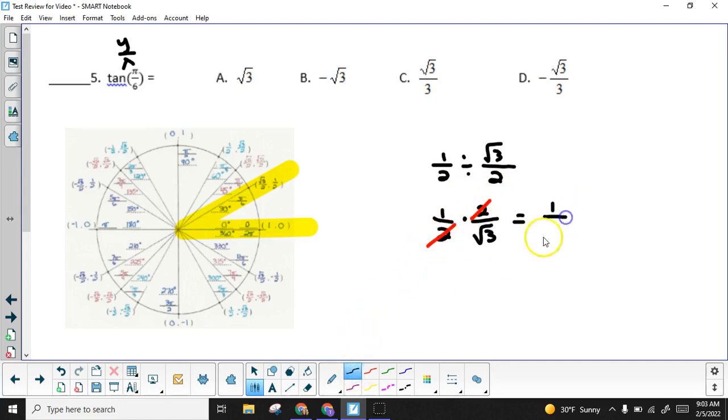So we have a value of 1 over the square root of 3. This is not mathematically simplified. We don't want to leave a radical in the denominator, and so we'll rationalize that denominator. Multiply top and the bottom by square root of 3. This gives us on top square root of 3, and on the bottom the square root of 3 times the square root of 3 is just 3. And so our tangent value of pi over 6 is the square root of 3 over 3, positive because it's the first quadrant, which is choice C. We would choose C for number 5.